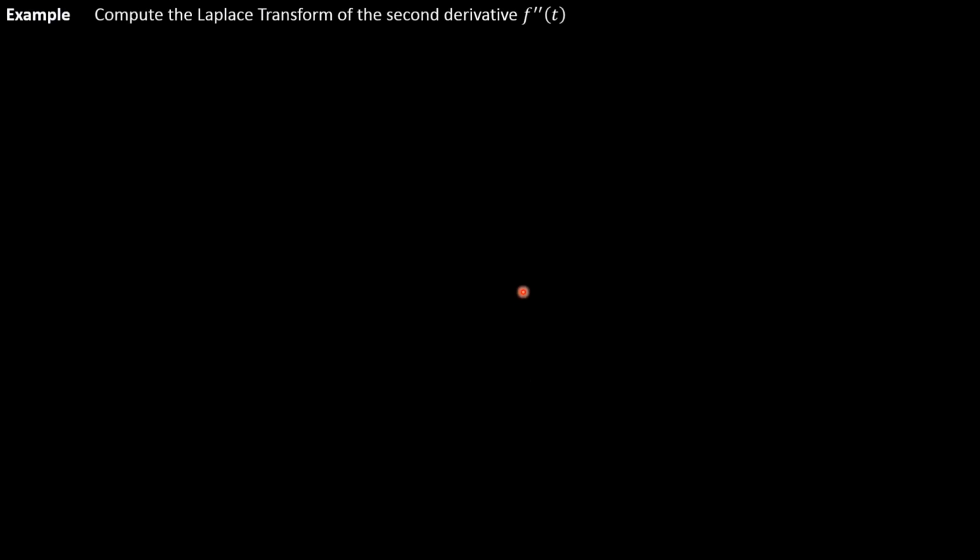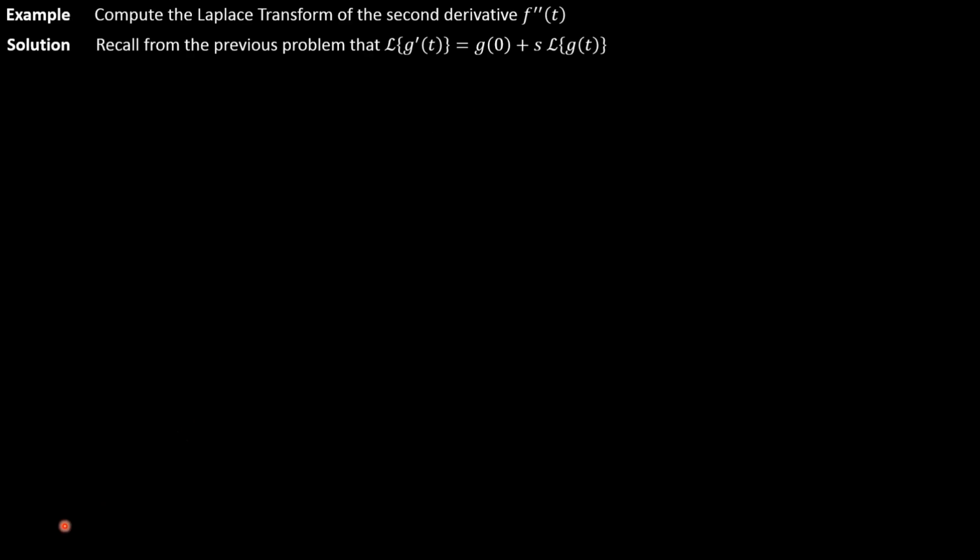So now that we have a first derivative formula, why stop there? Let's get a second derivative formula. Recall that the Laplace transform of the derivative of a function is this, where you'll have to excuse me, I forgot a minus sign here, but I believe I fixed it in the work that follows. So it's minus g of 0 plus s times the Laplace transform of g.